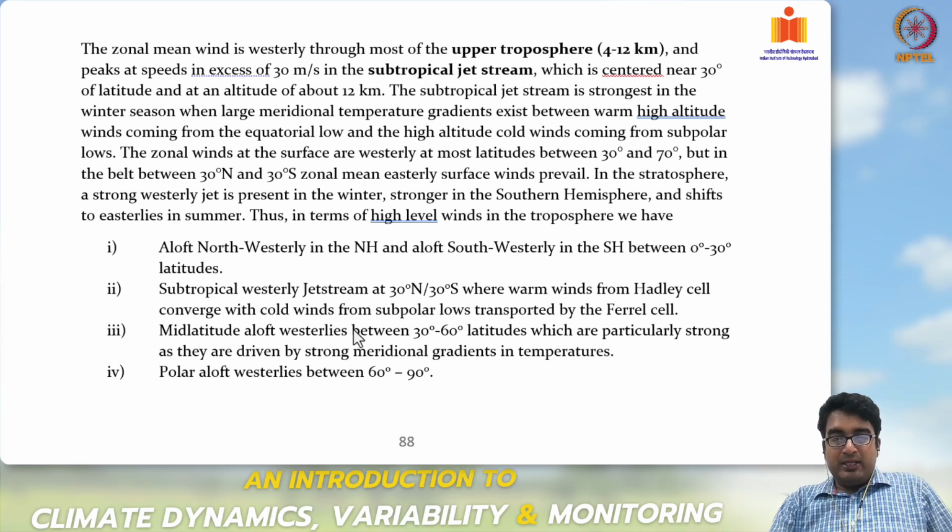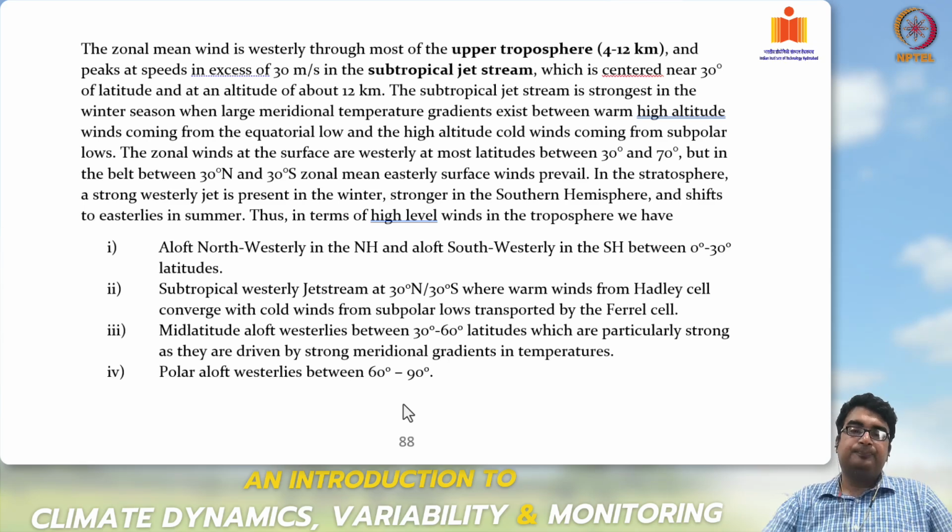Mid-latitude aloft westerlies between 30° and 60° latitudes, which are particularly strong as they are driven by strong meridional gradients in temperature, and polar aloft westerlies between 60 degrees and 90 degrees. So what we see is all the aloft winds are westerly in direction, and this is because of the thermal gradients. Okay, some places it's stronger, some places it's weaker, but it's always westerly.